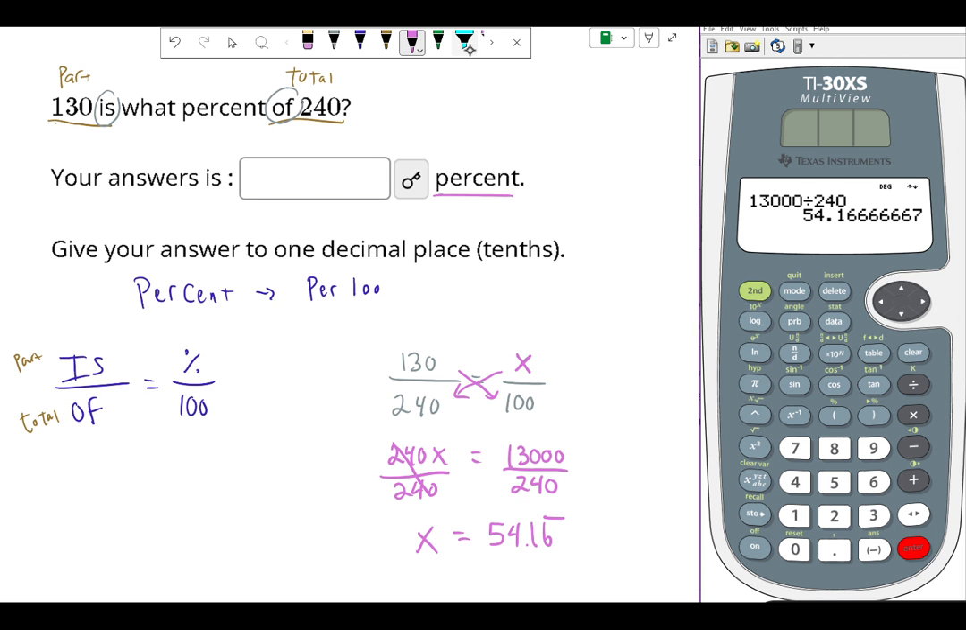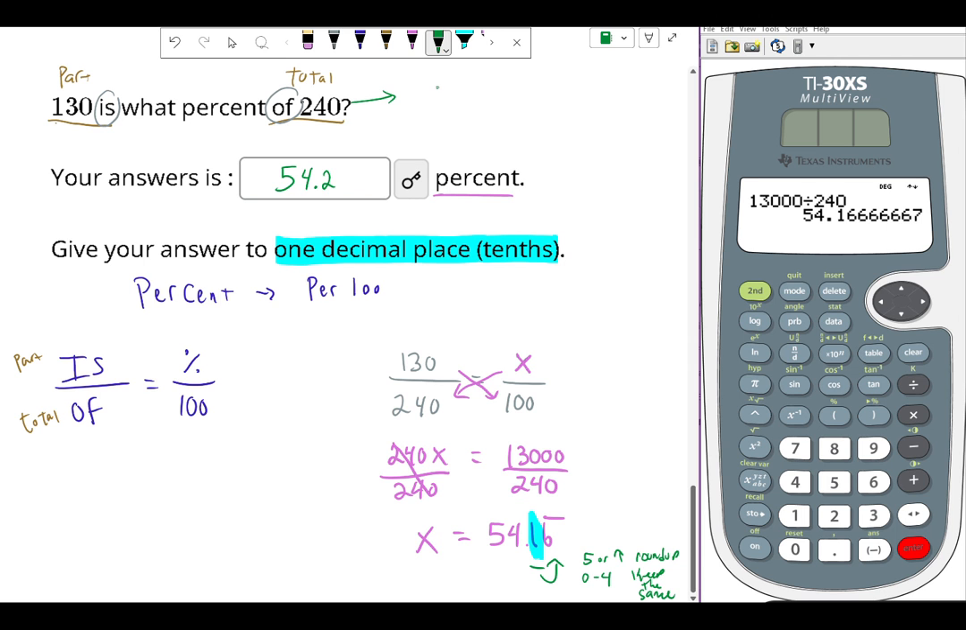Now it asks us to give our answer to one decimal place, or the 10th place value. To do that, I always like to look at the value in the 10th place, or the given place value, and look to its right. If it's 5 or more, we're going to round up. If it is 0 to 4, we're going to round down or keep the same. So in this case, it's a 6, we're going to round up. So the answer here will be 54.2%.